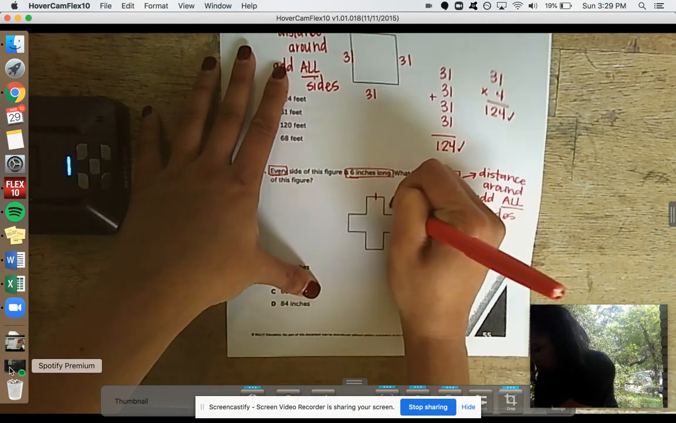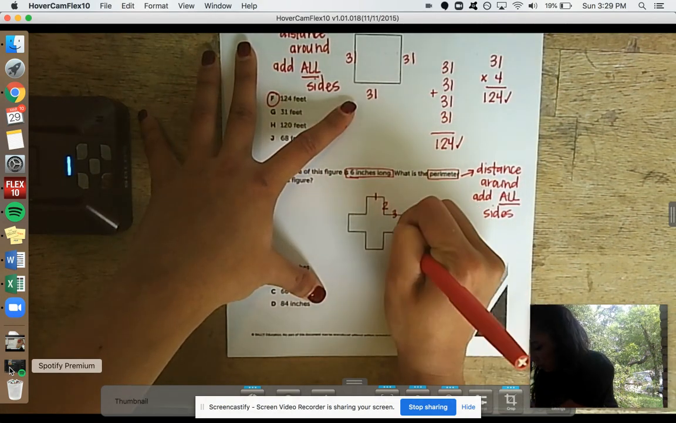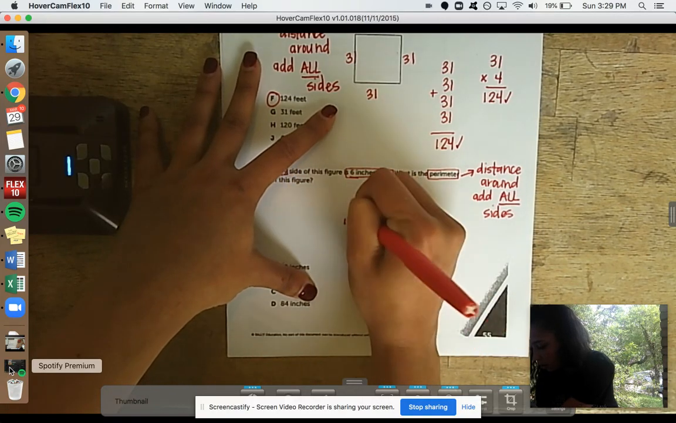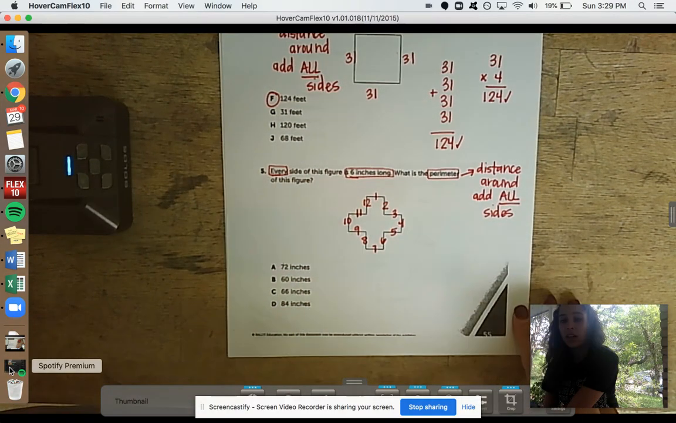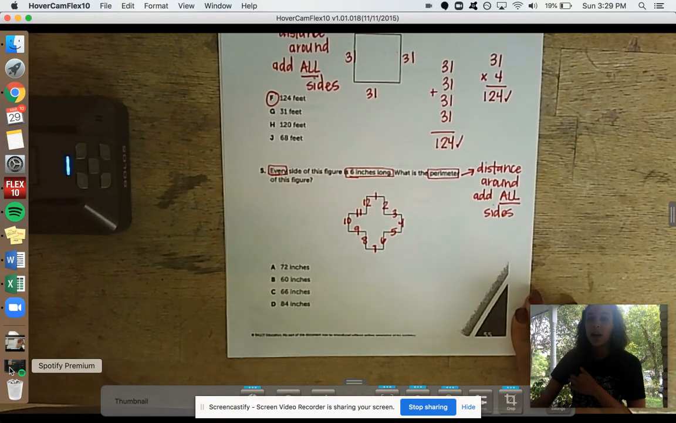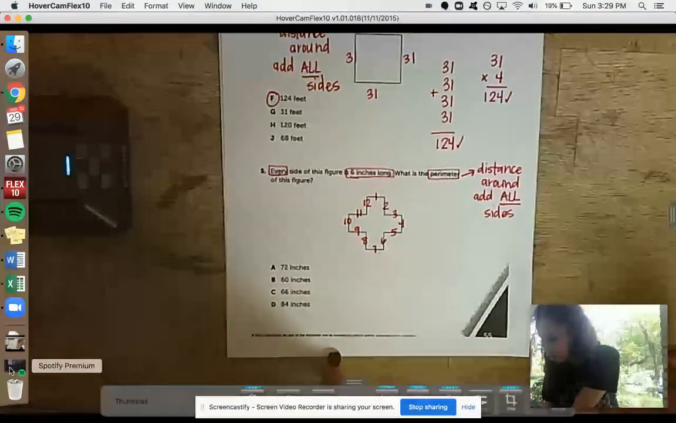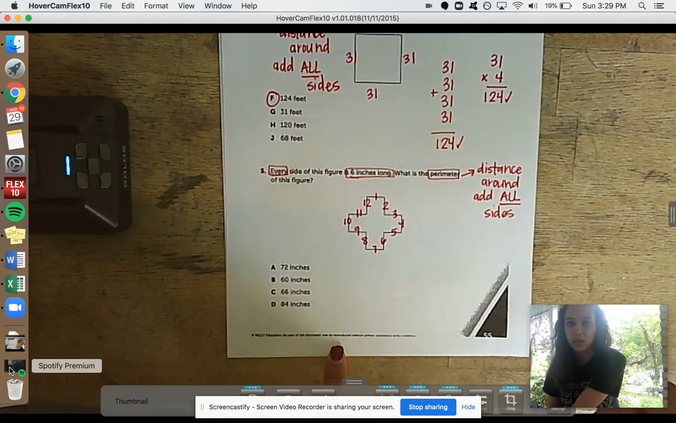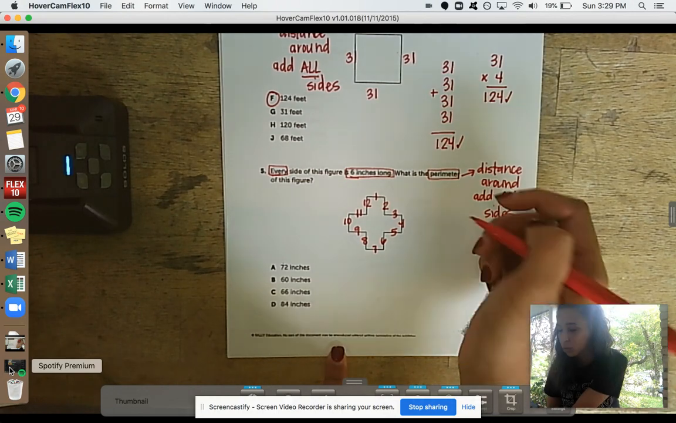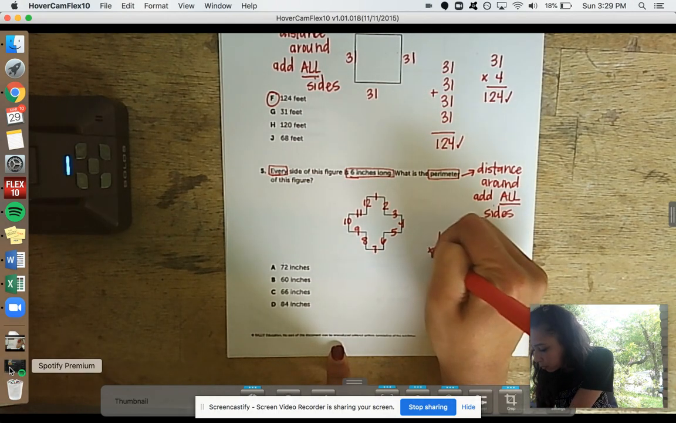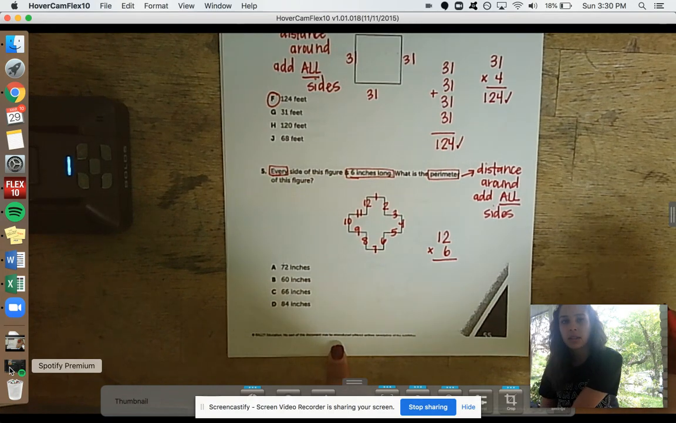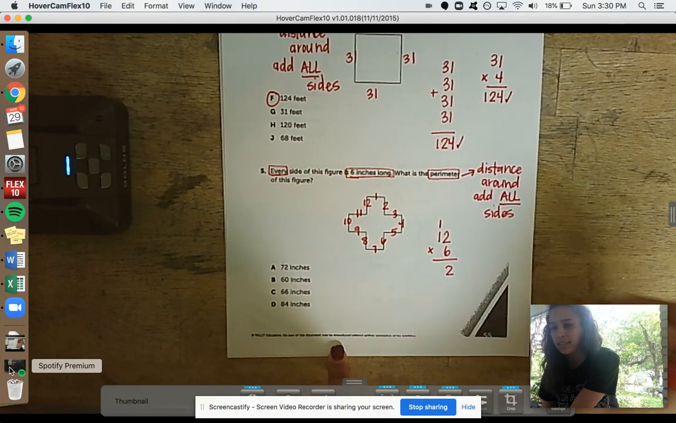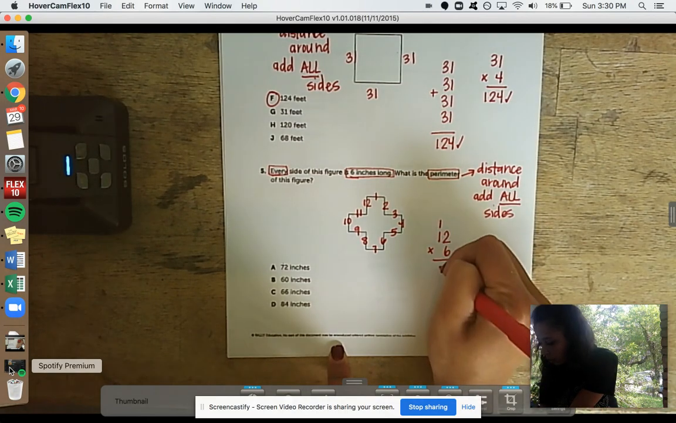Okay, so we have 1, 2, 3, 4, 5, 6, 7, 8, 9, 10, 11, 12. This figure has 12 sides. Now I know each side is 6 inches long, so to find the perimeter, I could add 12 6 times, or 6 12 times, or I could just multiply 12 times 6. 6 times 2 is 12, so I'll put a 12. And 6 times 1 is 6, plus 1 more is 7.